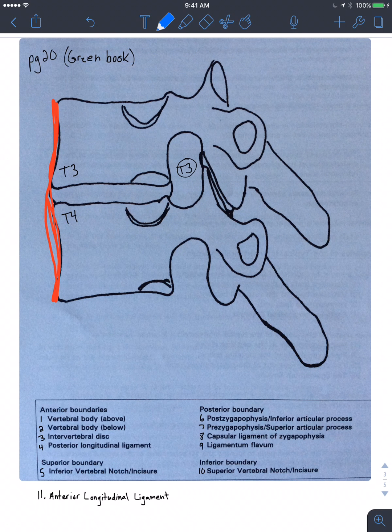Next is going to be our posterior longitudinal ligament. It's going to run behind the body here, along the disc, and continue downwards, just like the ALL. Do note that it's running behind the pedicle here, but for simplicity's sake, I'm not going to draw that in. Next is going to be the intervertebral disc. It's a nice and easy one, right between the vertebral bodies, right?